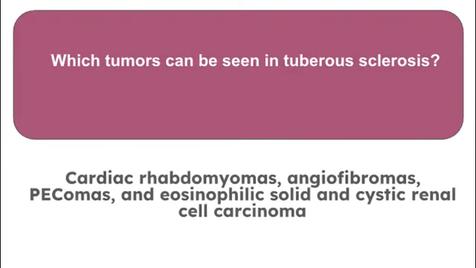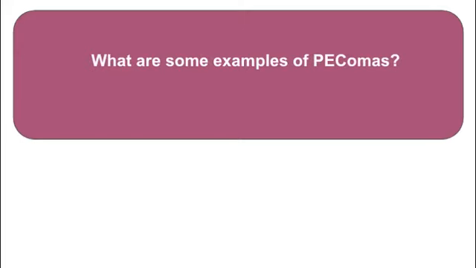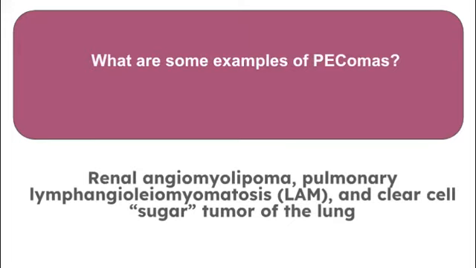Cardiac rhabdomyomas, angiofibromas, PEComas, and eosinophilic solid and cystic renal cell carcinoma. What are some examples of PEComas? Renal angiomyolipoma, pulmonary lymphangioleiomyomatosis, LAM, and clear cell sugar tumor of the lung.